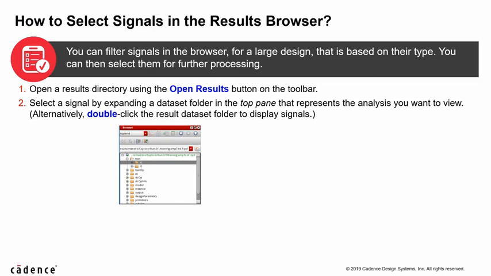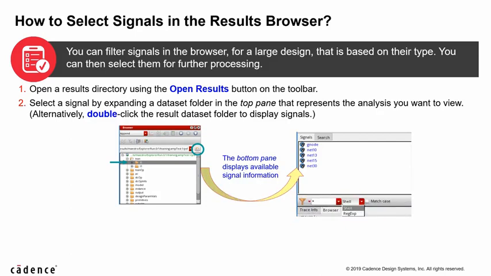So how do we select signals in the browser? Signals are located in the corresponding directories based on the type of analysis. You can select the directory and click on the Open Results button, or use the tree structure. You can click on the plus sign to expand the directory structure. Alternatively, you can simply double-click the directory to expand it. When you do that, the bottom pane displays available signal information.